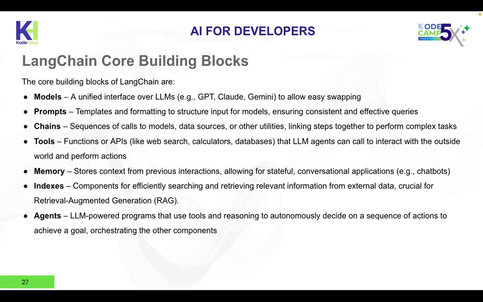Memory is where you store context from previous interactions so that your conversation continues to make sense, and then indexes, which allows you to store data, to be able to index those data and all of that. There are a bunch of other things that LangChain also does for you. And then the agents themselves, which is the sum total of all of these things that allow us to build agents. So those are able to reason and autonomously decide on a sequence of actions to take. And then they go ahead to take those actions or orchestrate other agents to take actions.